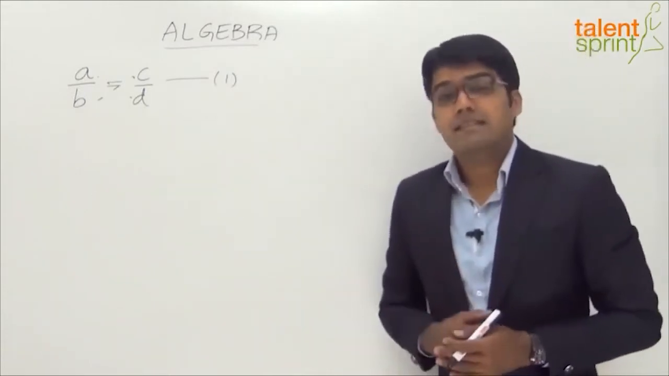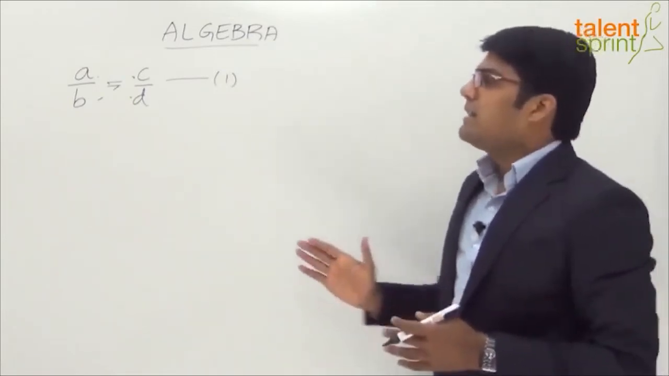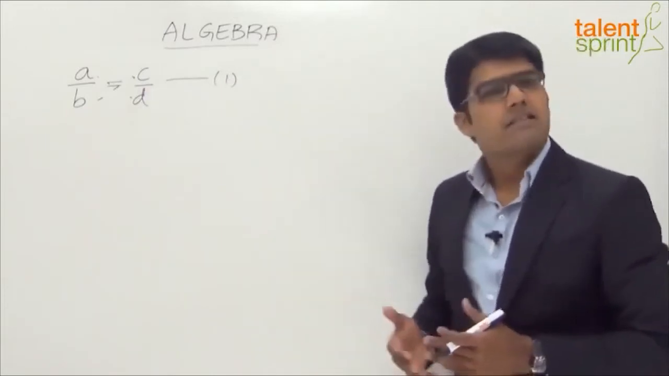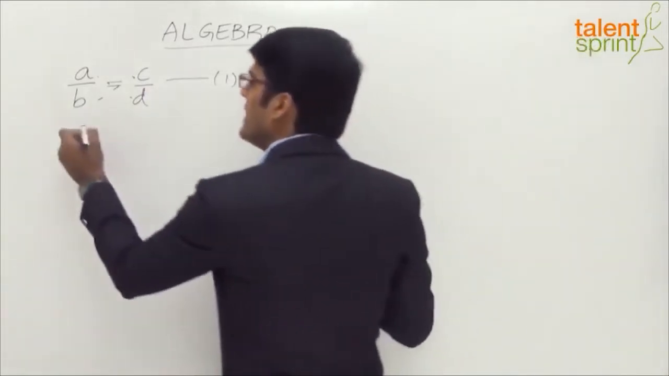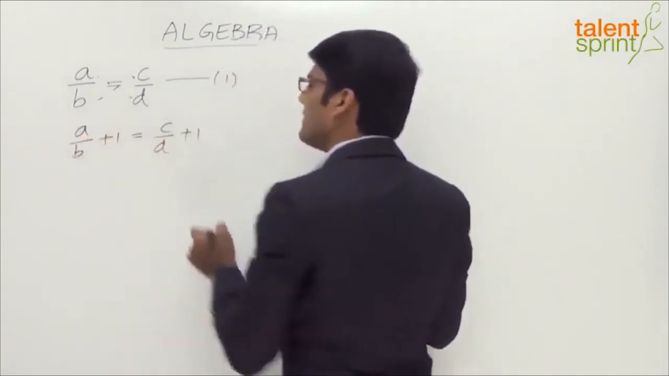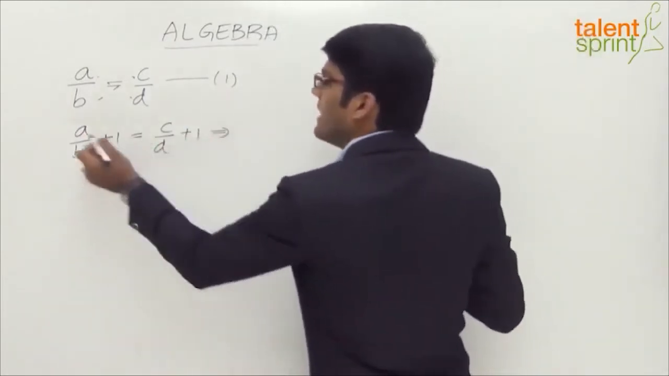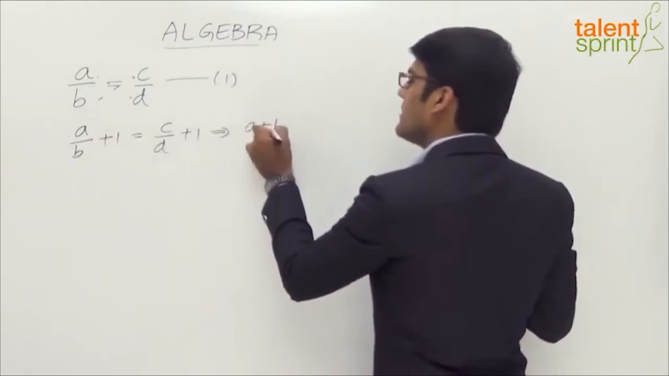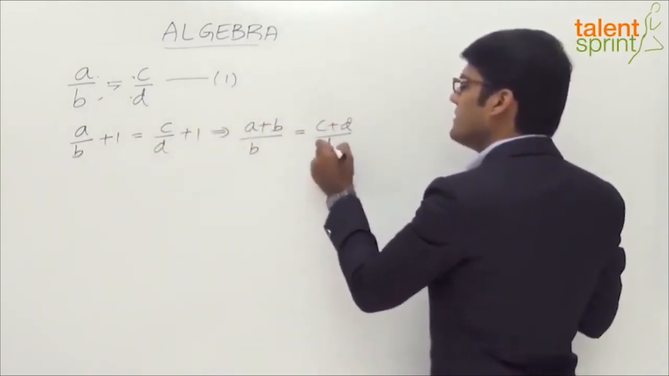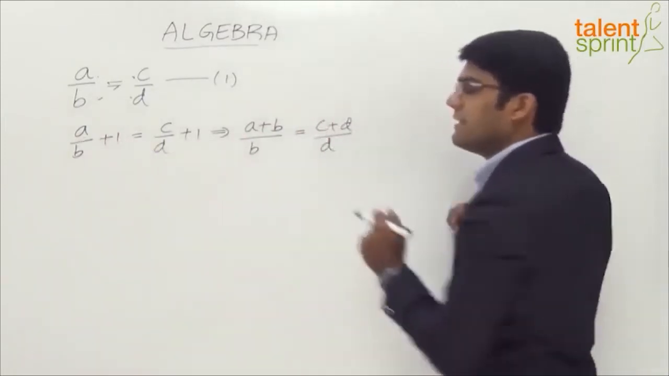So let us now look at the next relationship which can be obtained from equation 1. Let us add 1 on both the sides of the given equation, right? Plus 1 on both the sides, which does not change the equation. So what do we get? A by B plus 1 equals C by D plus 1. Alright, so we are adding 1 to equation number 1. Now let's simplify this. What do we get? A plus B by B equals C plus D by D. Basically B and D are the respective denominators here.